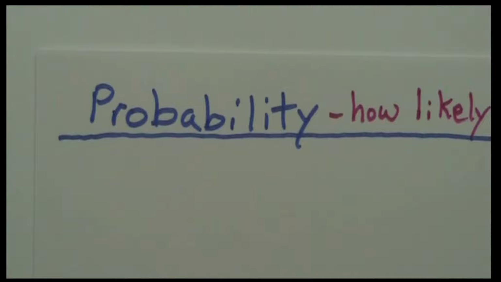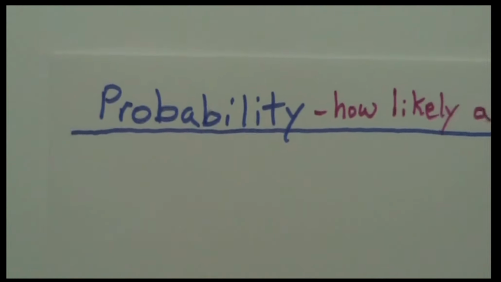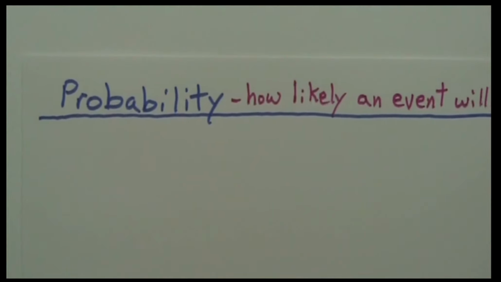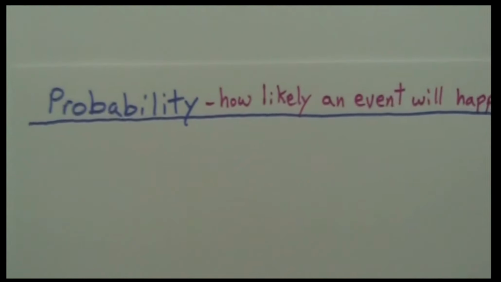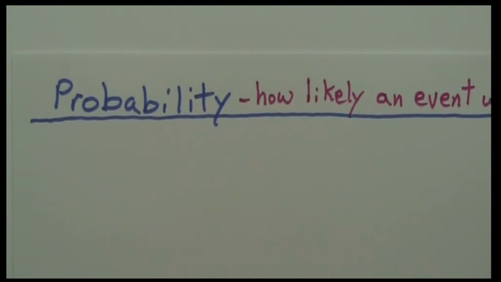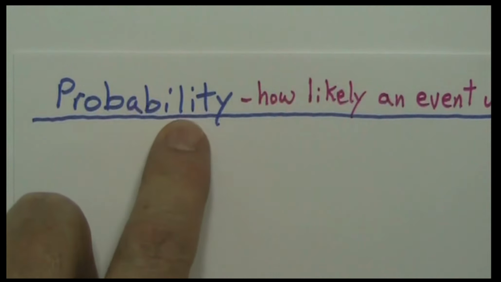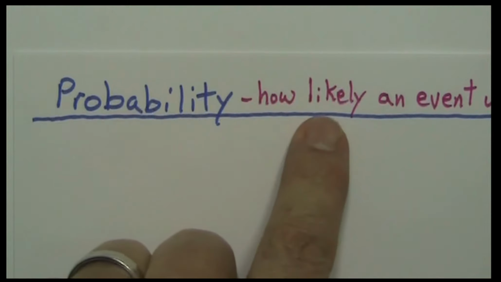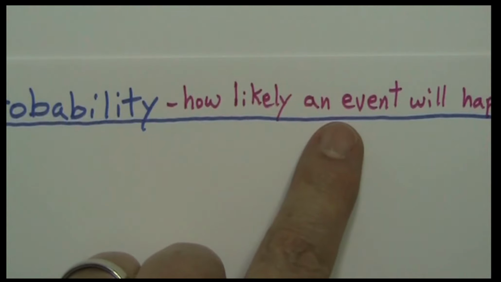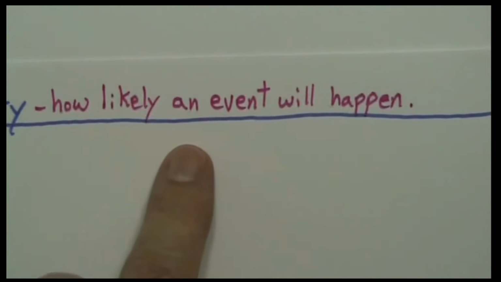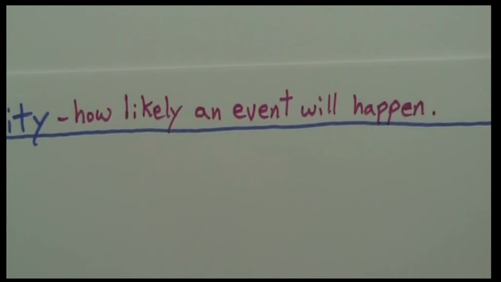Okay, our title today is probability. Probability. And we're going to define it right next to it. All right, so basically, probability is how likely an event will happen. That's what probability is. How likely is something going to happen?